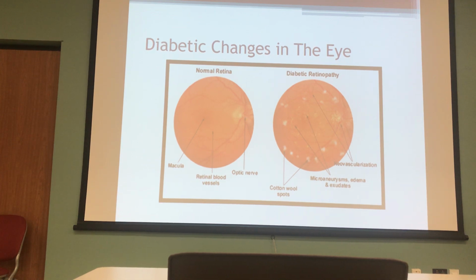Neovascularization, you have microaneurysms and edema and exudates in the eye, cotton wool spots all over. This is your diabetic retinopathy. Your flame-shaped hemorrhages, cotton wool spots. Usually you have some kind of vascular abnormality, hypertensive, diabetic. Okay? These are what we call vasculopathies.